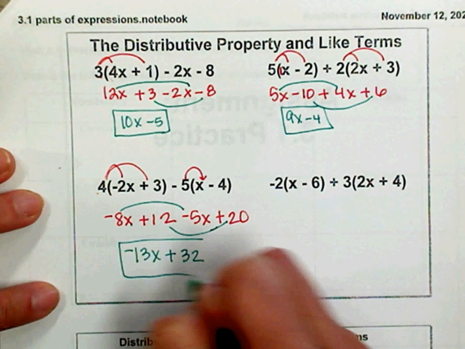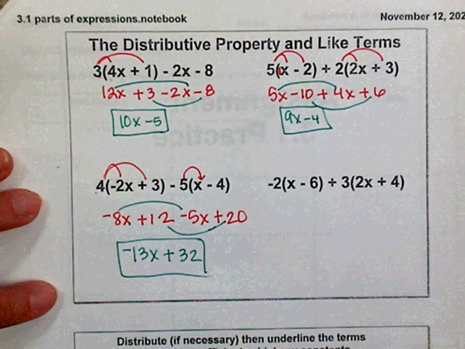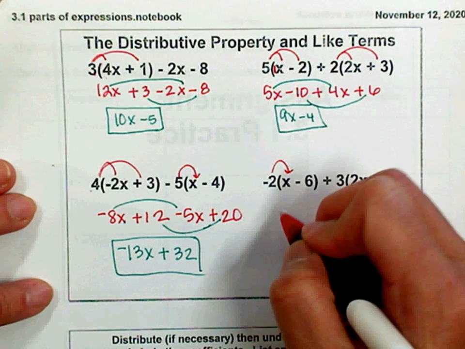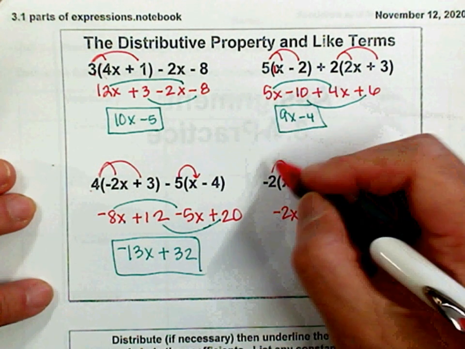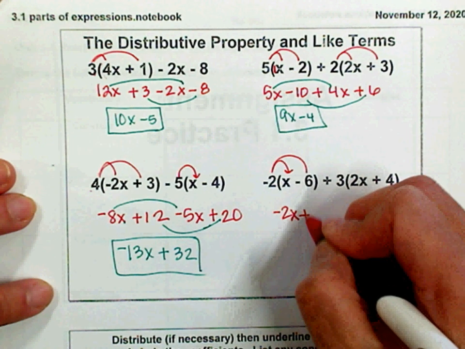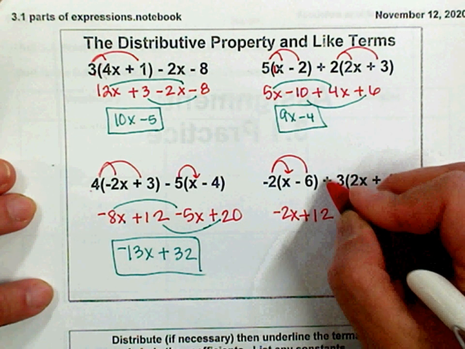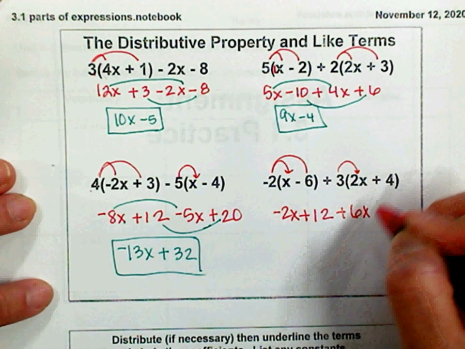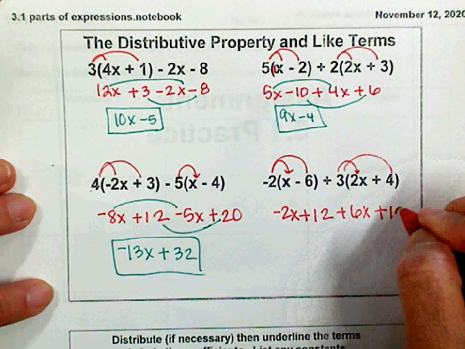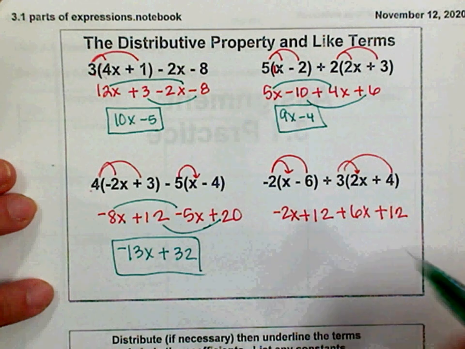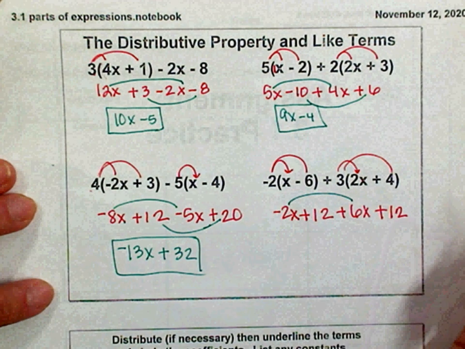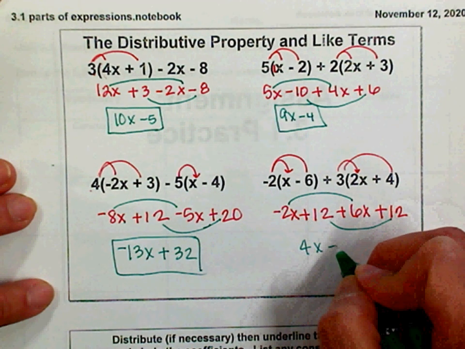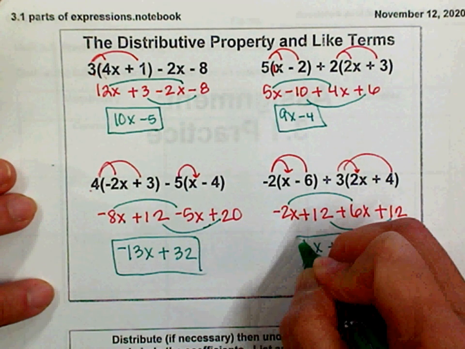Okay. Next problem. Negative 2 times x is negative 2x. Negative 2 times 6 is positive 12. See that plus, so you don't distribute that, so you go 3 times 2 is positive 6x. 3 times 4 is positive 12. Combine your like terms. Negative 2x plus 6x is positive 4x. 12 plus 12 is 24. Alright. So you guys can see how you can do this.